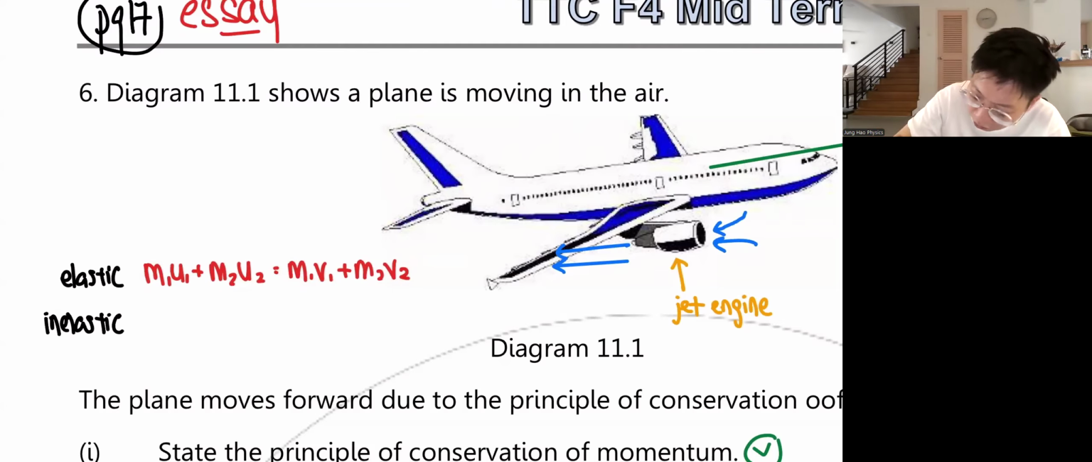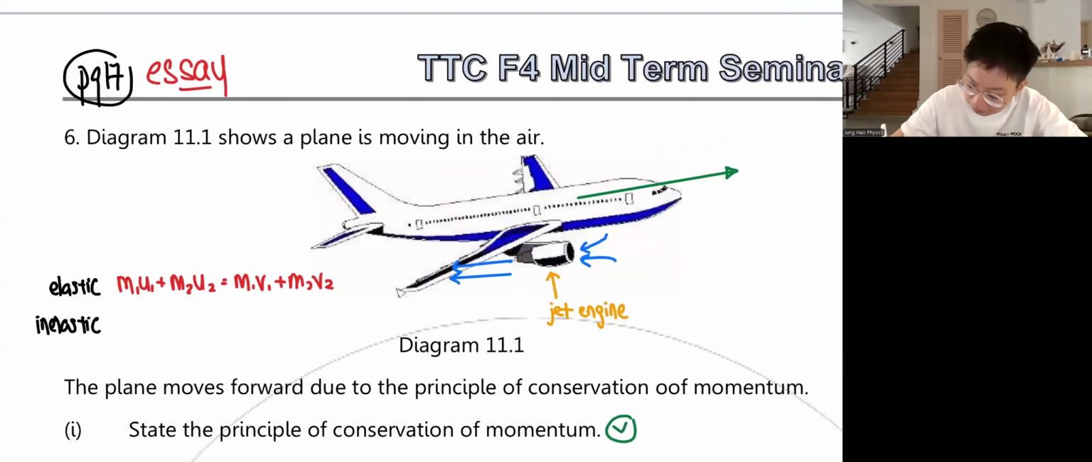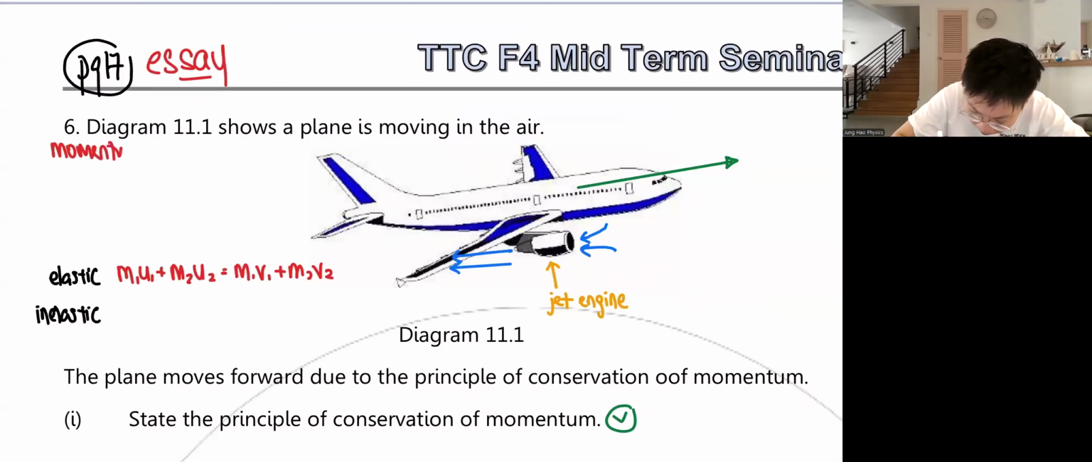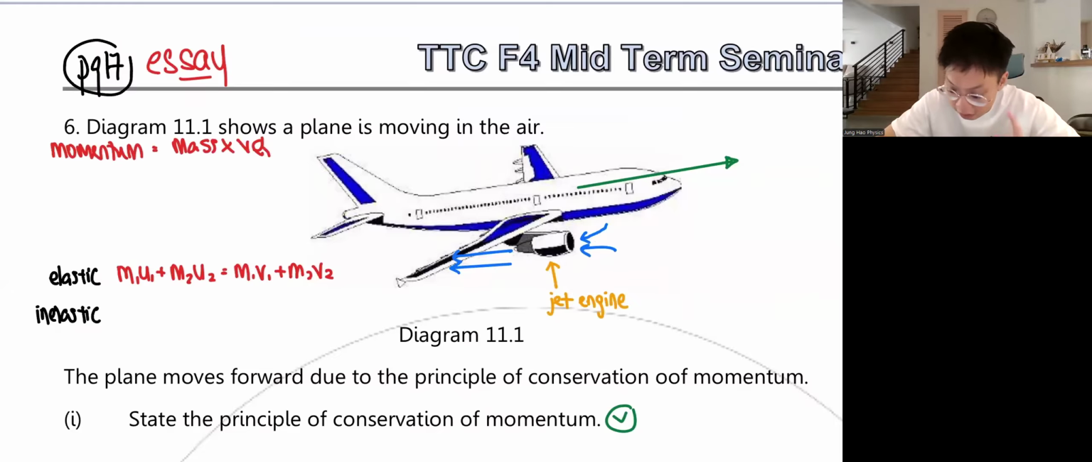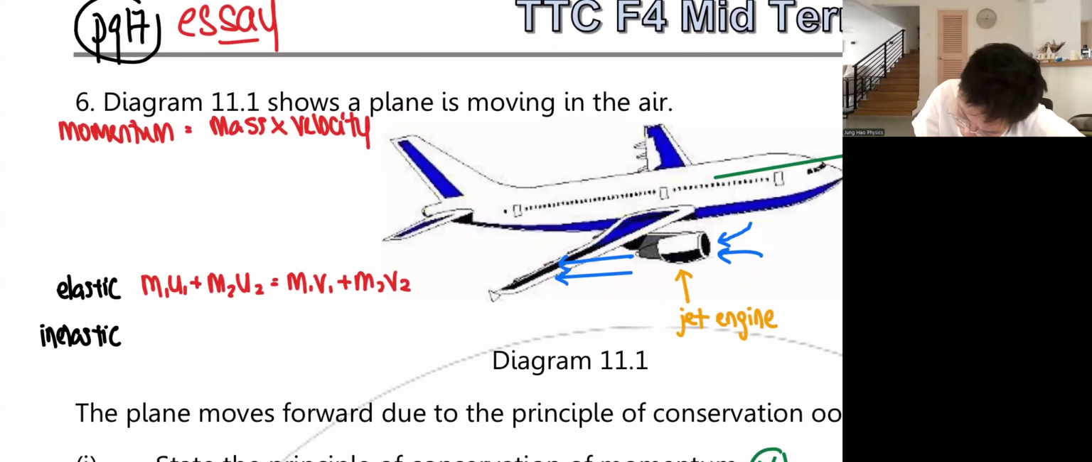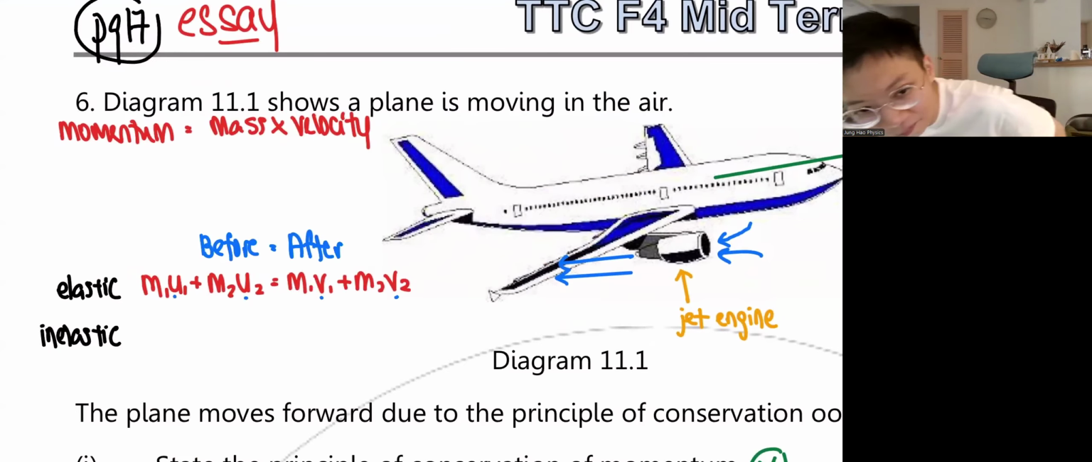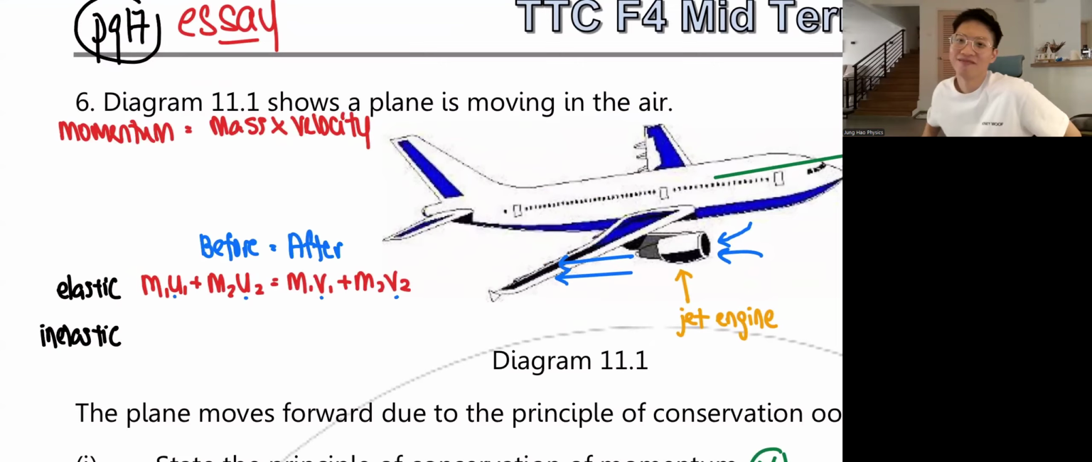Okay, you look at the formula. The formula looks complicated, right? But what is it all about? We know that momentum is equal to mass times velocity. But if you see here, we are actually taking the initial velocity compared with the final velocity, because we are saying that the momentum before and the momentum after must be the same, must be equal.